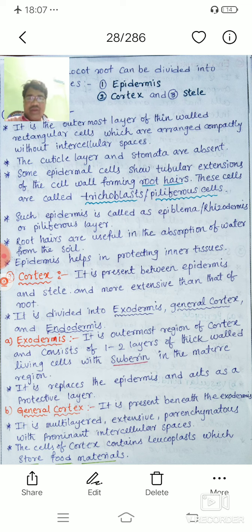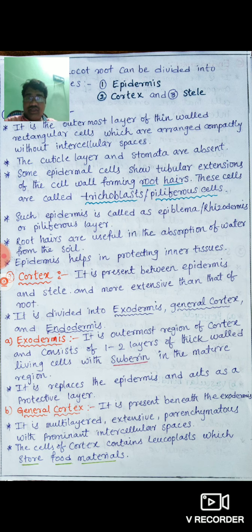Now what is the first region? Epidermis. Epidermis is the outermost layer of the root. It consists of tubular or rectangular cells without intercellular spaces. The epidermis is the outermost layer of thin-walled rectangular cells which are arranged compactly without intercellular spaces. There are no intercellular spaces between the epidermis layer.